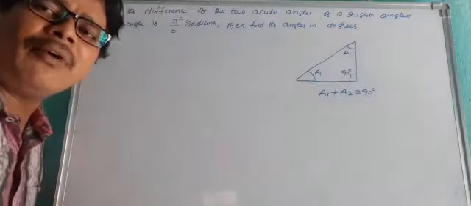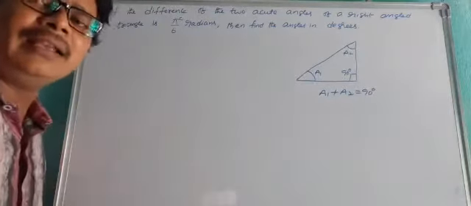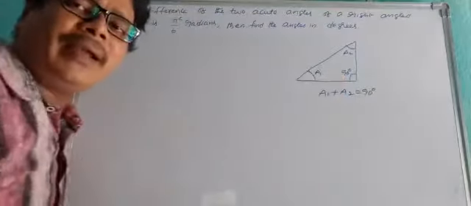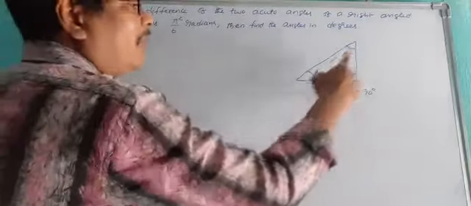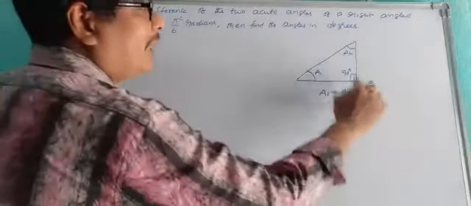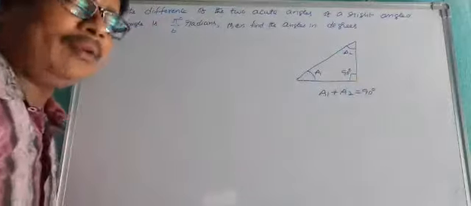The sum of all angles in a triangle is 180 degrees. In a right angle triangle, already one angle occupies 90 degrees. The sum of the remaining two acute angles equals how much? 90. So this one 90 and this one 90, totally 180.